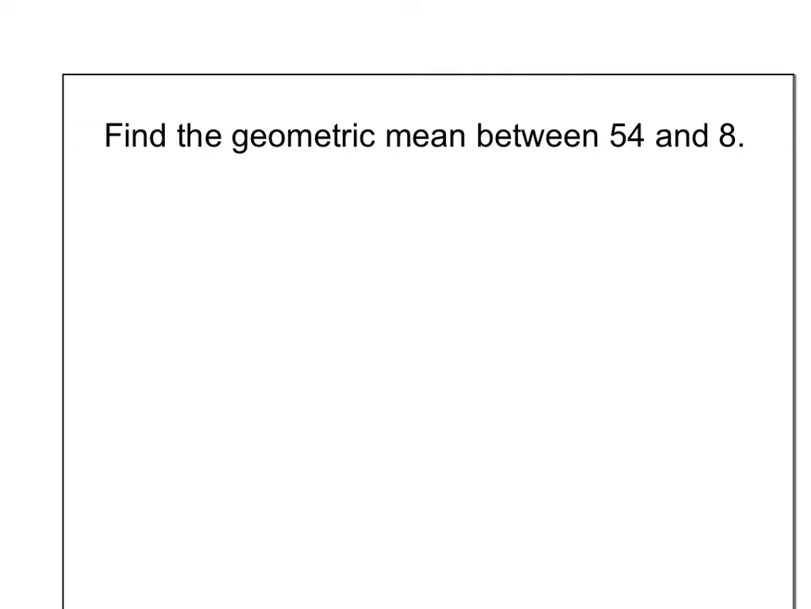So find the geometric mean between 54 and 8. You're going to set up a cross multiply problem, a proportion. So you go 54 over x equals x over 8, and you cross multiply. You're going to multiply those and those. So x times x is x squared. 54 times 8 is 432.